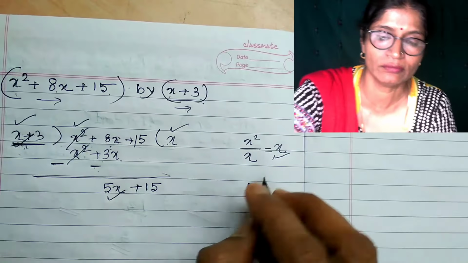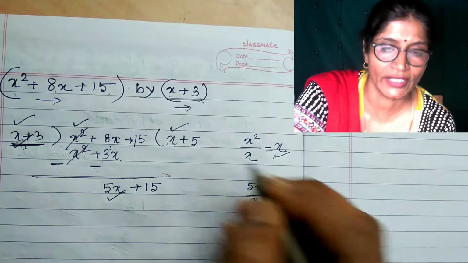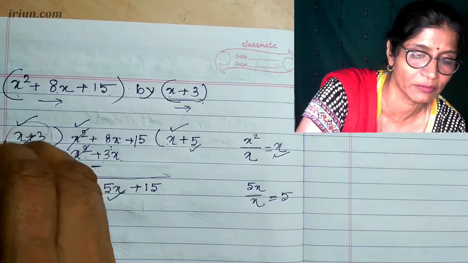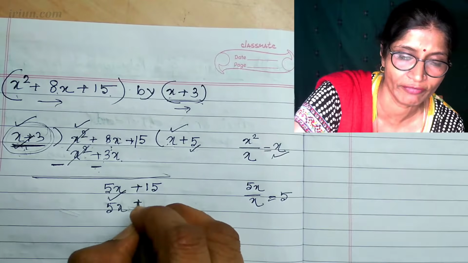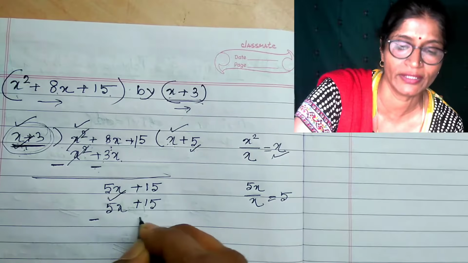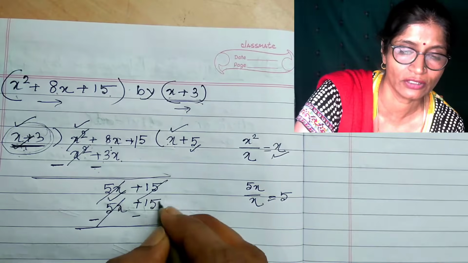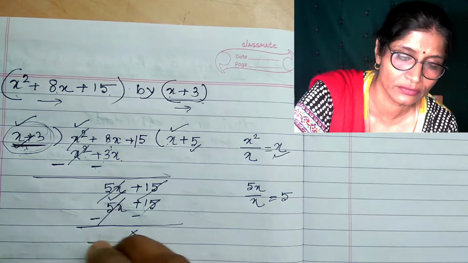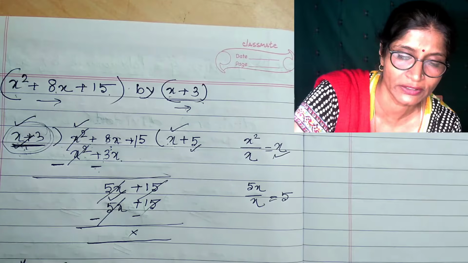So the next term of the quotient will be plus 5. And by this plus 5, I will multiply this x plus 3. So 5 into x will be 5x, and 5 into 3 will be 15. Now as before, I will change the sign, subtraction. So this will be cancelled, and this is also cancelled. No need to show this, otherwise it will look very dirty. So what is your answer? Quotient is equal to x plus 5.